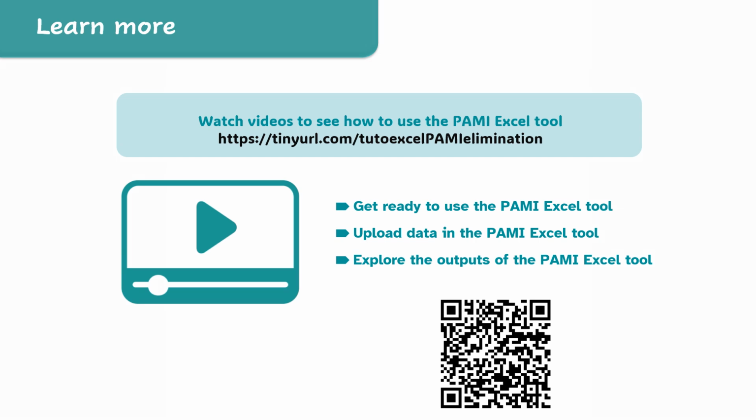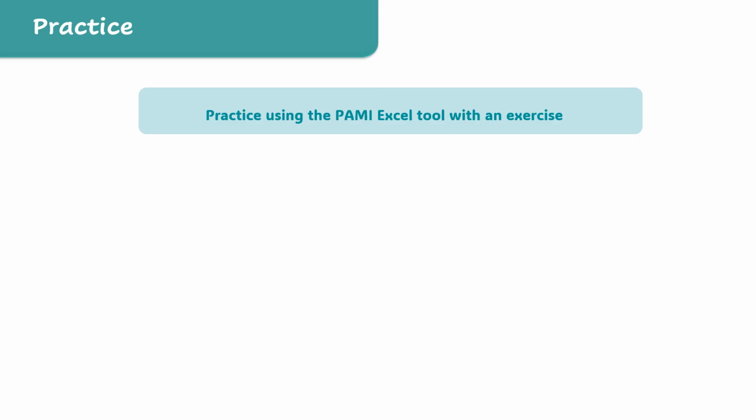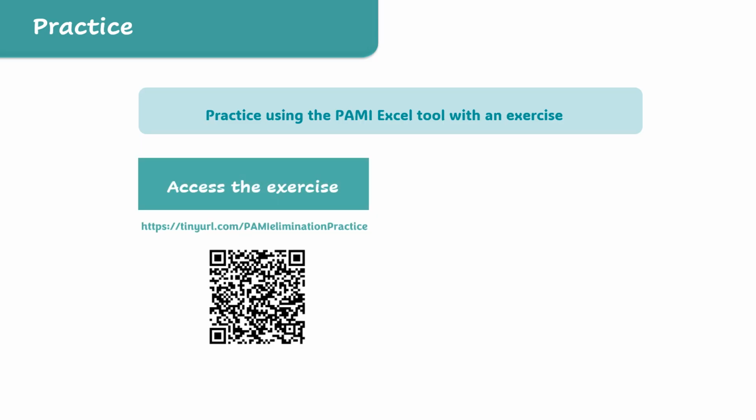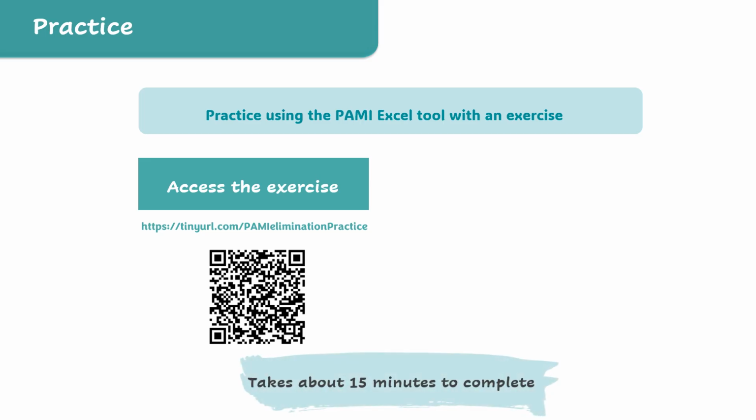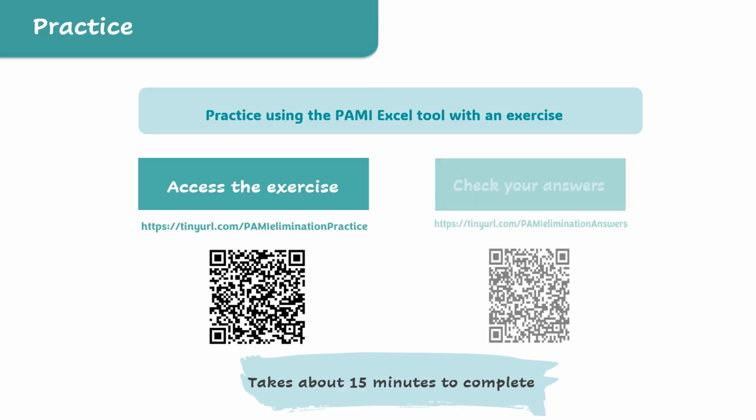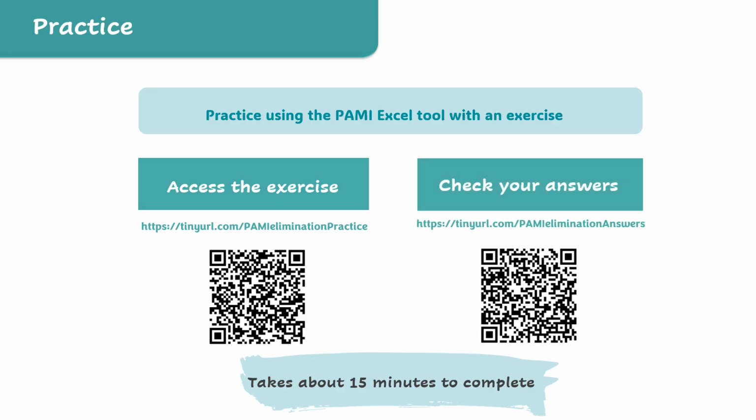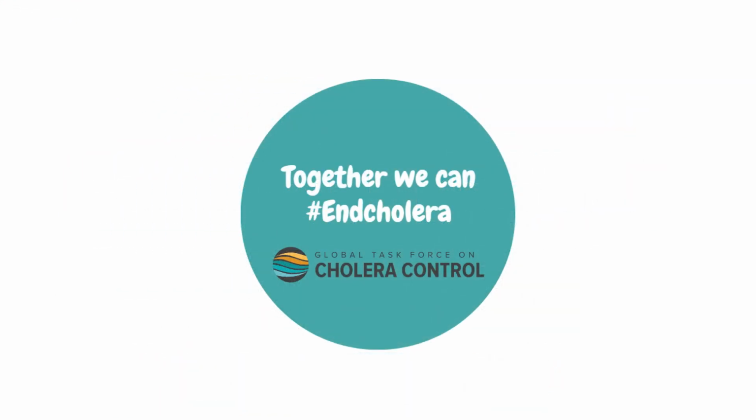To practice using the PAMI Excel tool, we also encourage you to take a short exercise. You can access this exercise at tinyurl PAMI Elimination Practice, or by scanning the QR code. Completing the exercise takes about 15 minutes. Then, check your answers at tinyurl PAMI Elimination Answers or by scanning the QR code. Practicing using the tool is the best way to get comfortable using it like a pro. We have now completed this module.